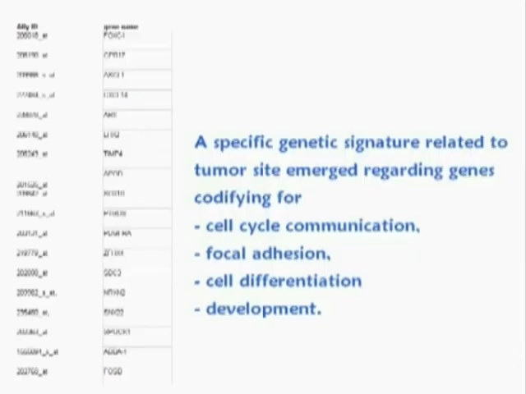And so a specific genetic signature related to tumor site emerged, and the genes implicated in this signature code for cell cycle, communication, focal adhesion, cell differentiation, and development. And a list of 18 genes that represent the most statistically significant genes implied in low-grade glioma were selected with these statistical methods.